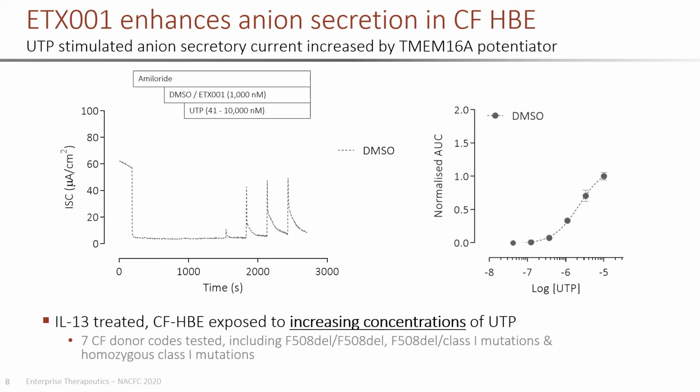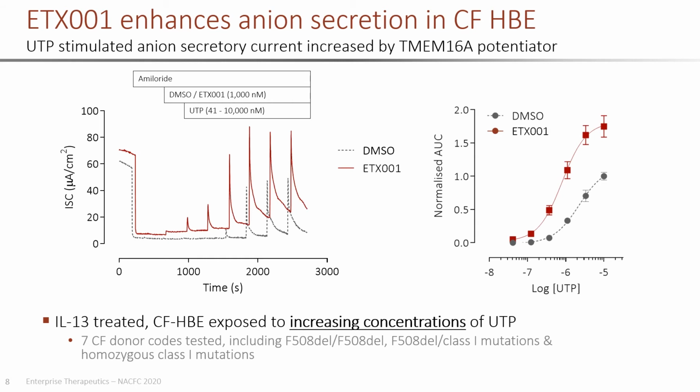And then what we can do at this point in the experiment is start adding increasing concentrations of UTP. And you can see that as the concentrations of UTP are increased, we see an increase in the short circuit current response as calcium is becoming elevated in the cells and opening TMEM16A. And we can plot the concentration response to UTP here on the right-hand side.